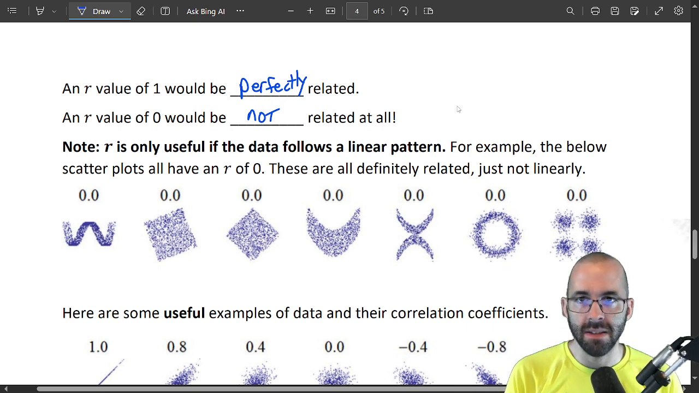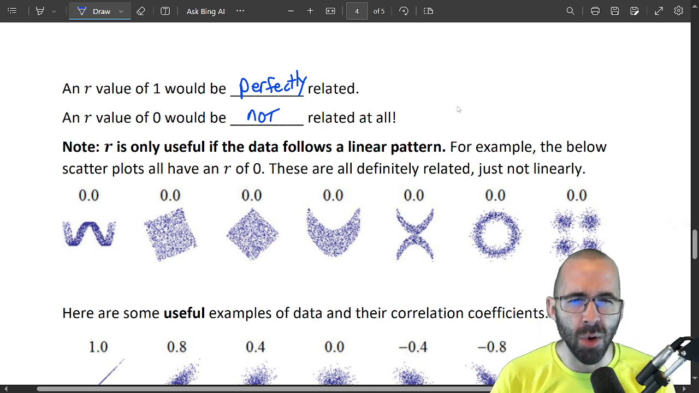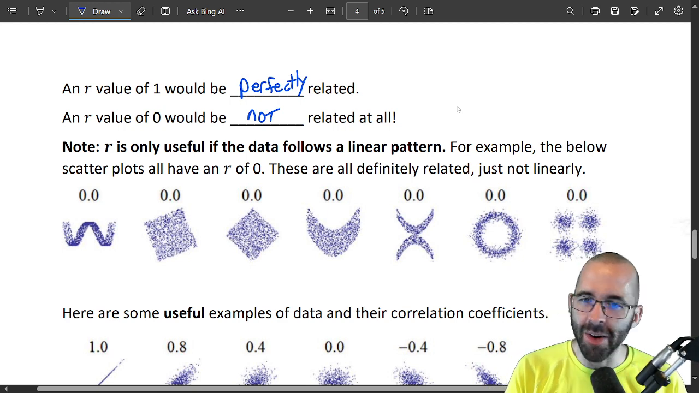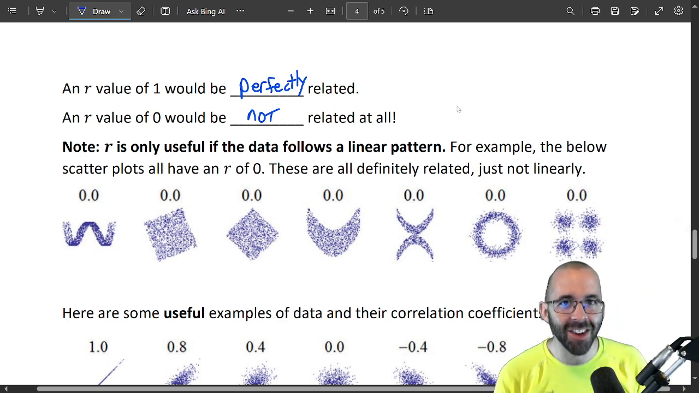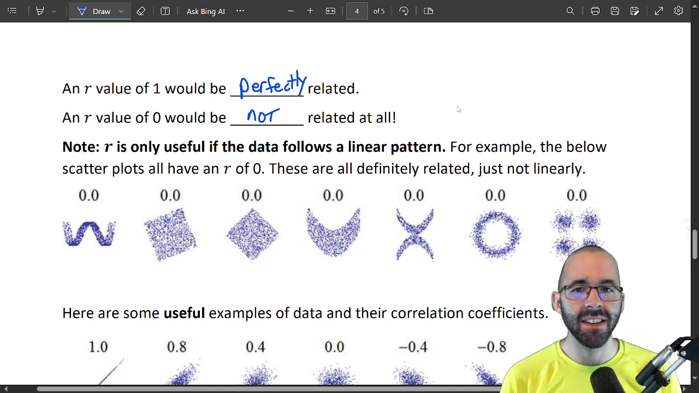That brings us to our next point, a cautionary tale. I'm going to get on my best old man voice and try to scare you from going out into the forest at night. No, I'm not doing that. R is only useful if the data follows a linear pattern.